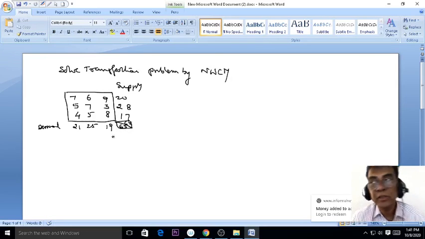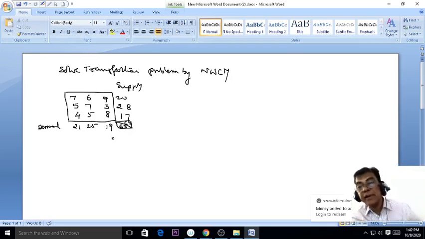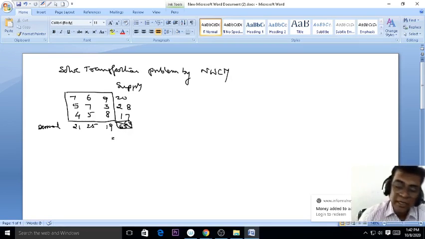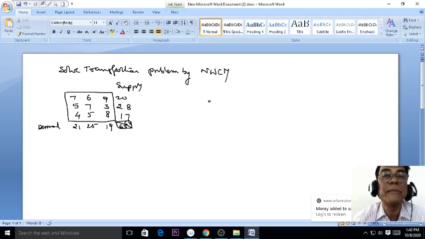The column total is equal to 65, and the row total is 65. Both are the same. So this type of problem is called a balanced problem. And sometimes both are not equal, that is an unbalanced problem. For an unbalanced problem, there are simple methods, so don't worry. What is the next step here?